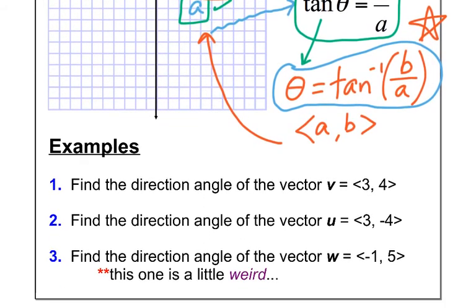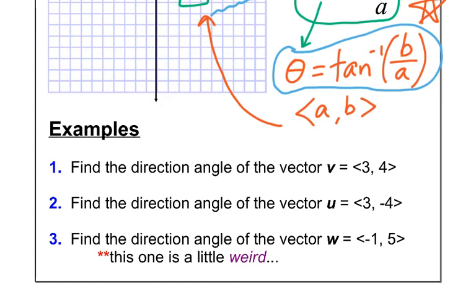Let's try some examples. All right, number one, can we find the direction angle? Right away I'm thinking, that's the tan inverse formula of the vector v, which in component form is 3, 4. So 3 is a and b is 4.